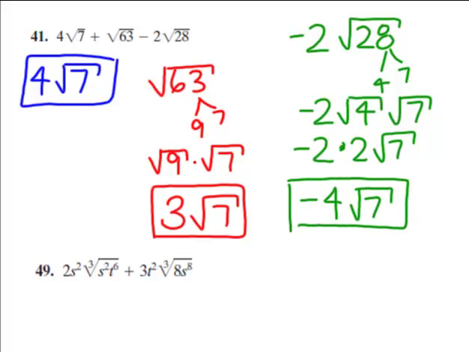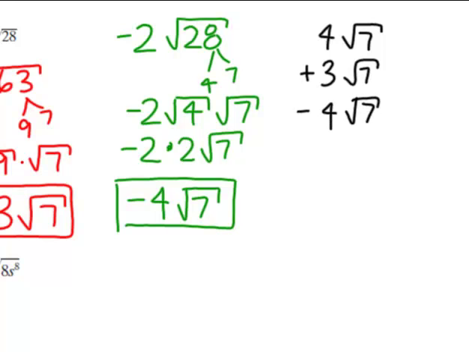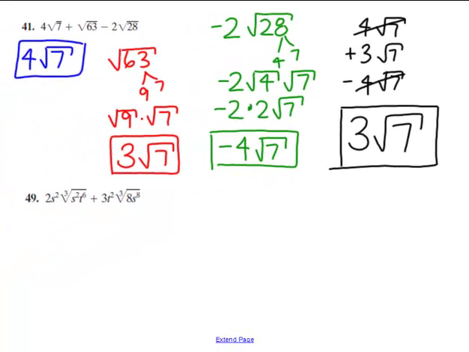So now that we have all of those terms simplified, we can combine them all together. So I have 4 root 7, I want to add 3 root 7, and then subtract 4 root 7. So obviously the 4 root 7's go away, and we're left with a nice simple 3 times the square root of 7.